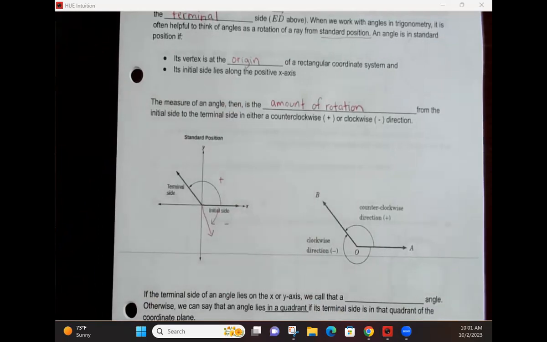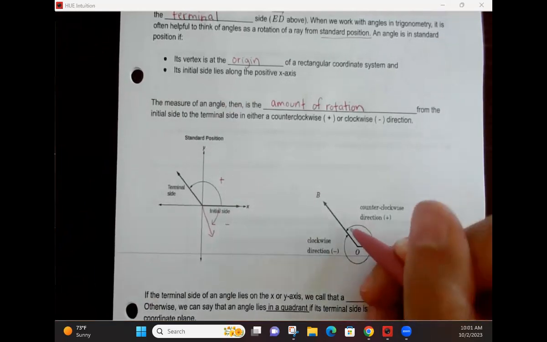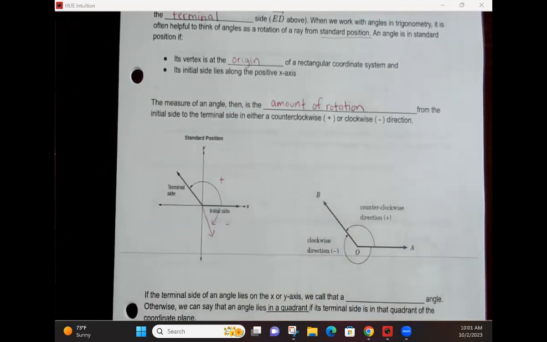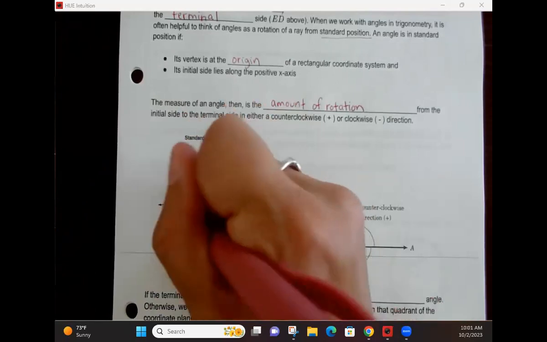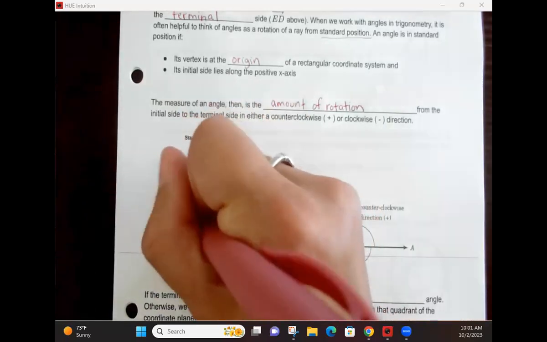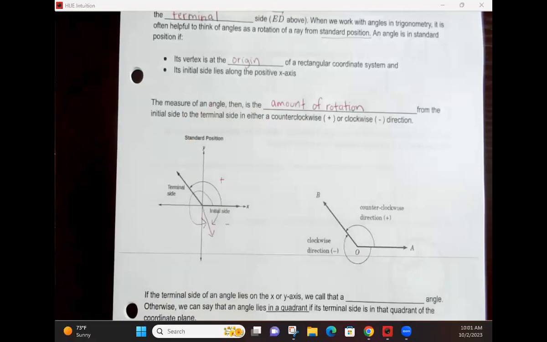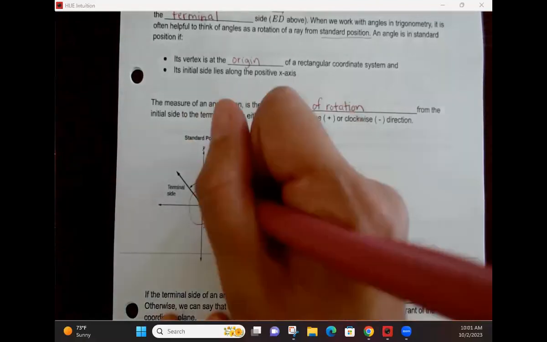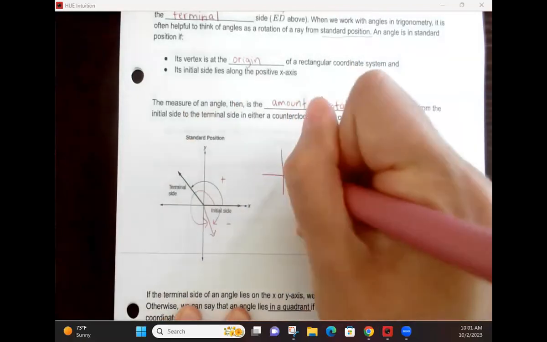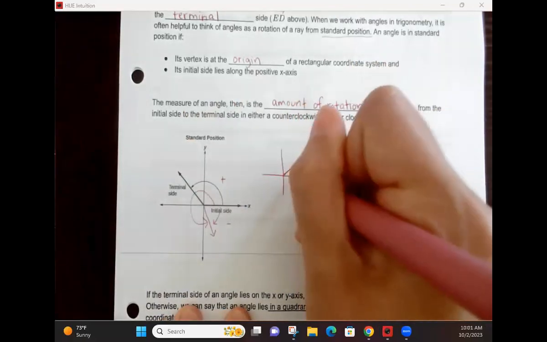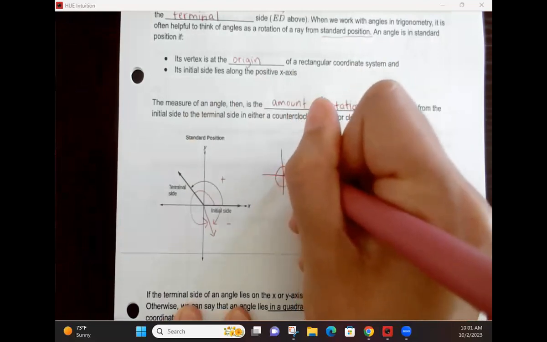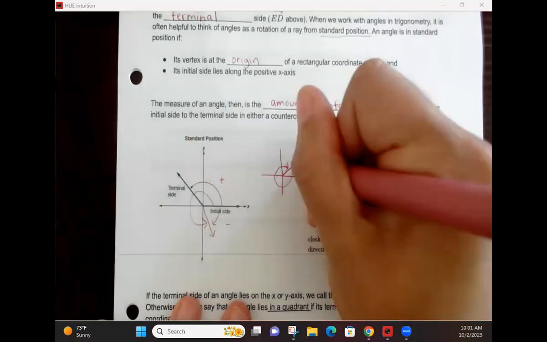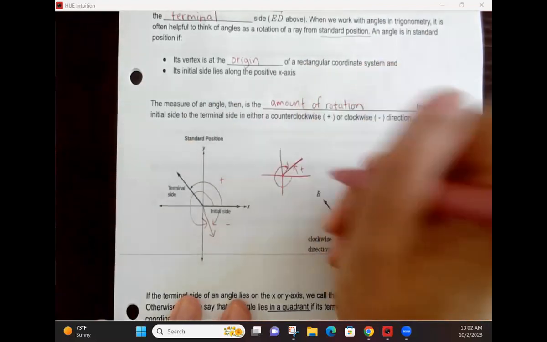No matter how far I take it, if I am measuring an obtuse angle, as long as it's counterclockwise, that's a positive angle, okay? If I took it all the way down to here, if I'm measuring counterclockwise, that's a positive angle. If I were looking at an angle that was right here, if I'm measuring clockwise, that is a negative angle. If I'm measuring counterclockwise, that is a positive angle.